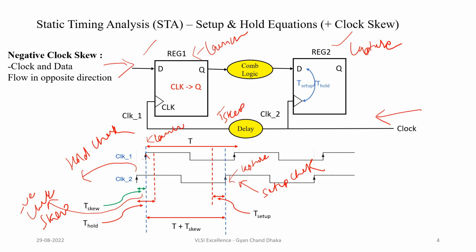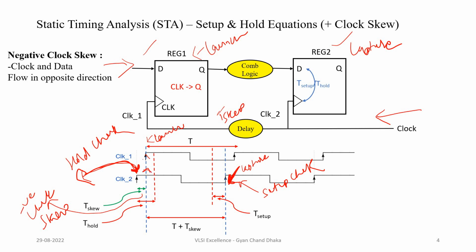We will see in the next slide how the negative clock skew will impact the setup and hold timing equation. But in this slide, let's concentrate on what negative clock skew is. So hope this is clear. Negative clock skew is basically when the data and clock directions are opposite. And how will the setup and hold check happen in this case? The setup check will happen at this point and the hold check will happen at this time. So the hold check is happening actually before the T skew clock time. Okay, so this is the hold check.